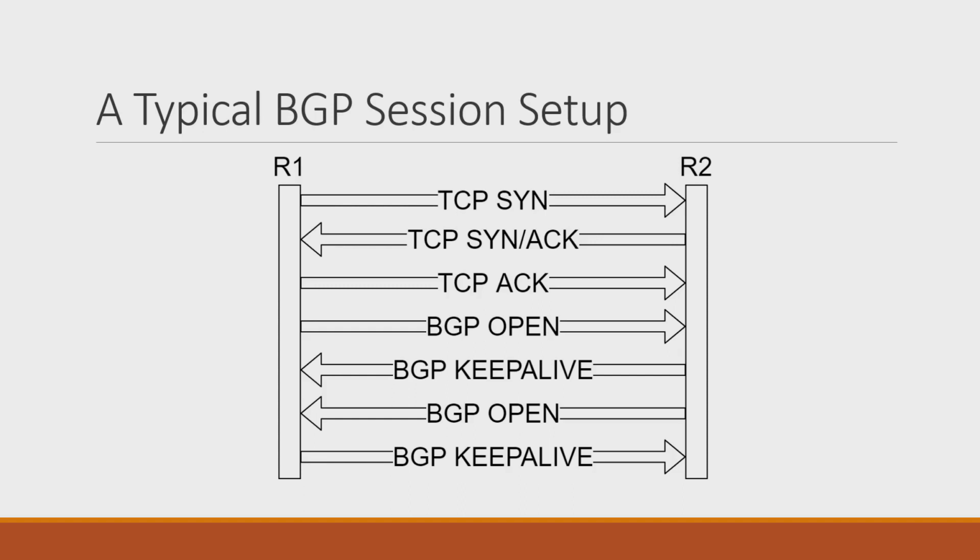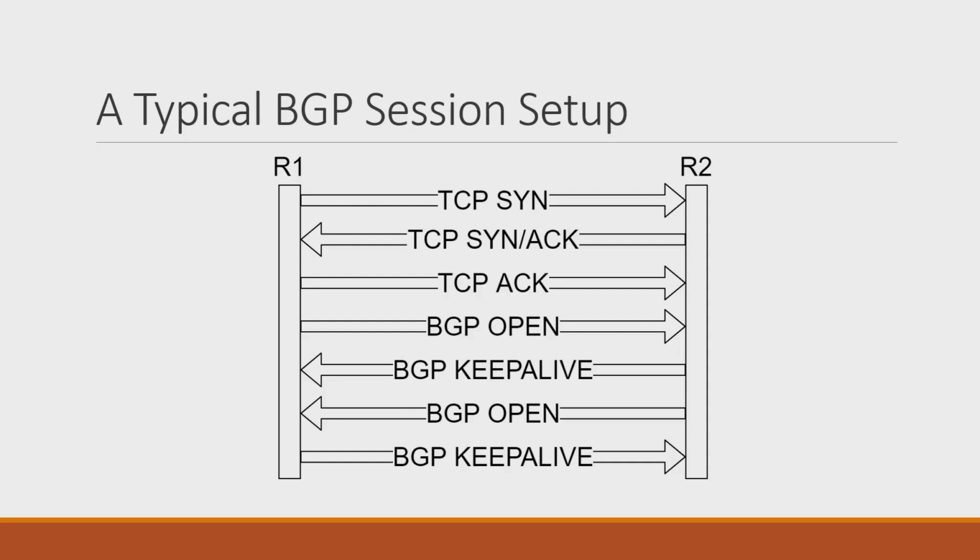After this, both routers will send an open message to begin establishing the BGP session. In this diagram, I've shown that R1's open message is sent and acknowledged first, but either side might send and/or receive an open message first.